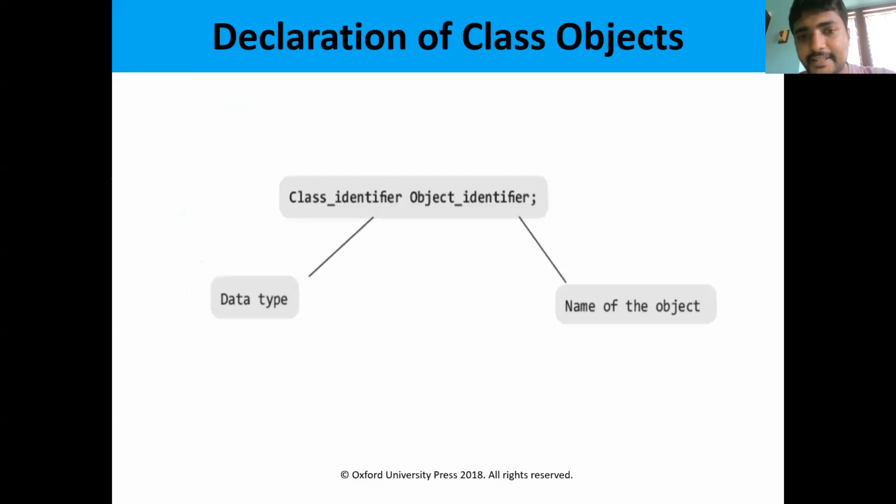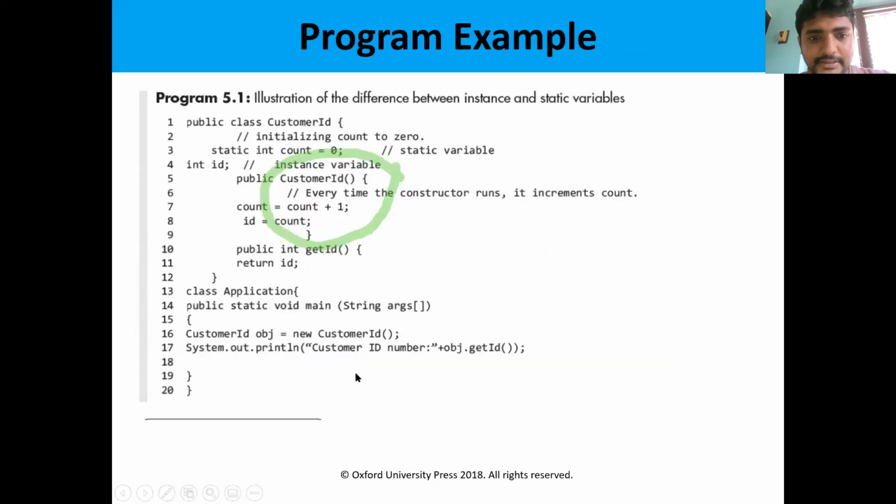So let us check the definition, class declaration. This is the syntax for the declaration of any class. First one, class identifier, declaration of class objects. So I think this is the declaration of a class.